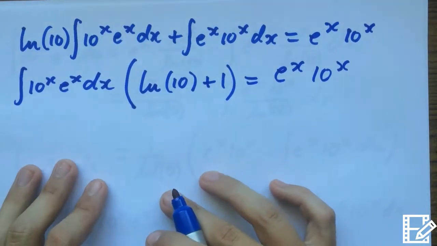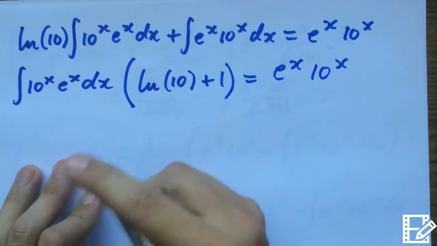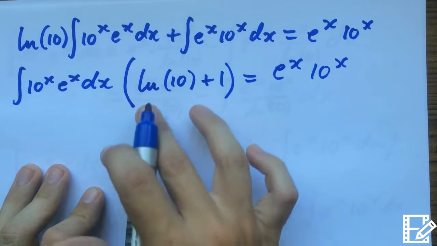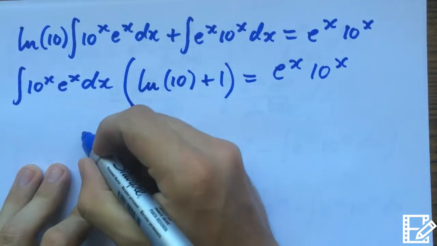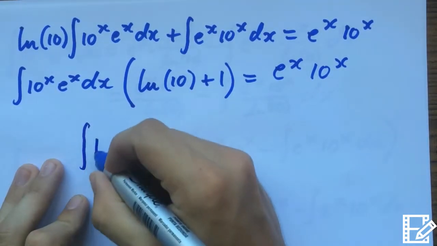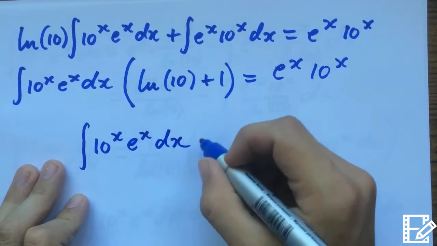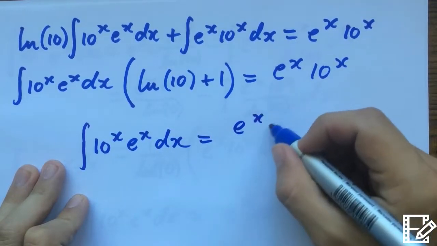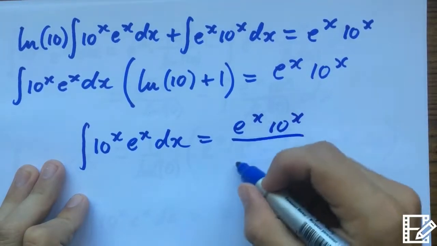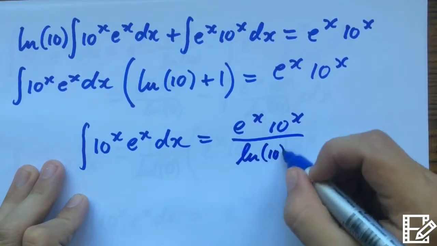Now to get this on its own, we just divide both sides by ln of 10 plus 1. That way we'll get the integral of 10^x e^x dx equals e^x 10^x over ln of 10 plus 1.